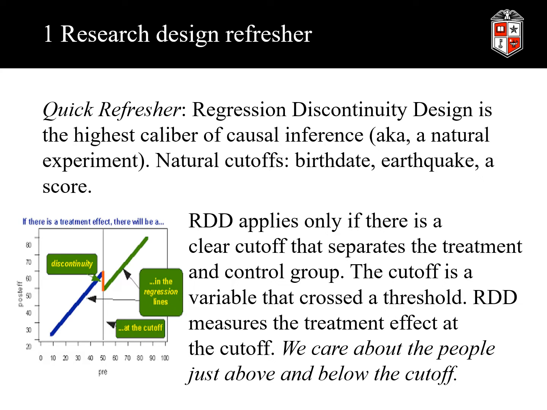Slide 1, Research Design Refresher, a quick refresher. Regression discontinuity design is the highest caliber of causal inference, aka a natural experiment. Natural cutoffs are birth date, earthquake, and a score. The regression discontinuity design applies only if there's a clear cutoff that separates the treatment and the control group. The cutoff is a variable that crossed the threshold. RDD measures the treatment effect at the cutoff. We care about the people just above and below the cutoff.